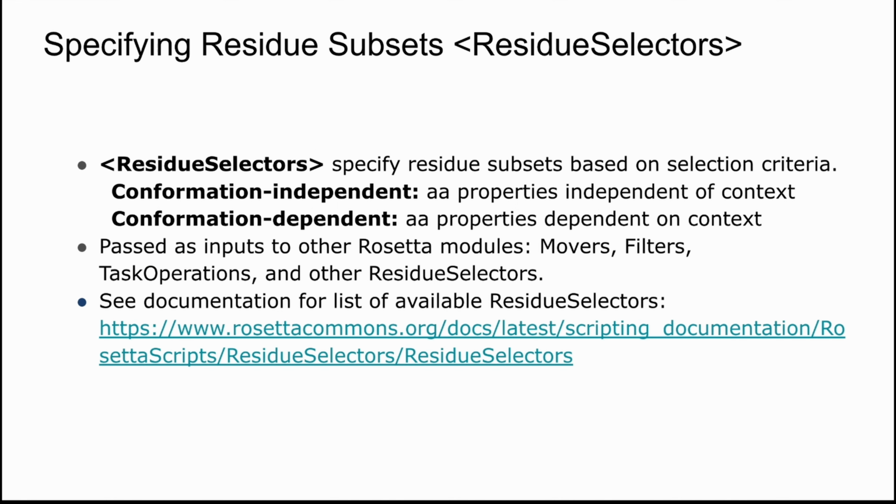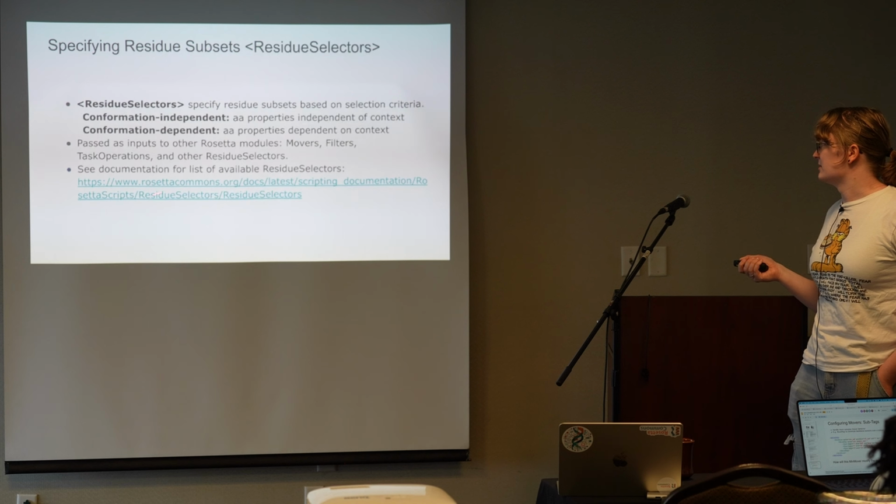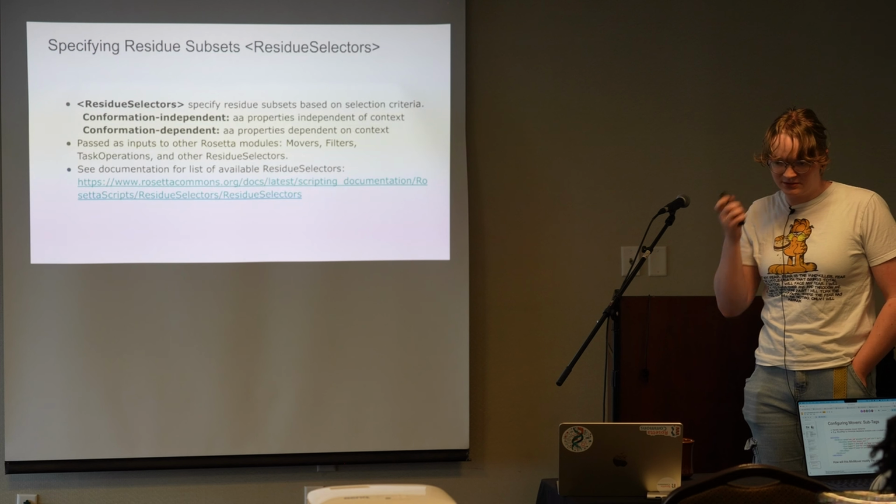Okay, so specifying residue subsets with residue selectors. This will give you a subset based off of selection criteria, and there are conformation independent and conformation dependent residue selectors that you can use. These are passed as inputs to other Rosetta modules: movers, filters, task operations, other residue selectors. So you can use these in the other parts to get the subset of residues that you want to use. And here's the documentation for a list of available residue selectors.